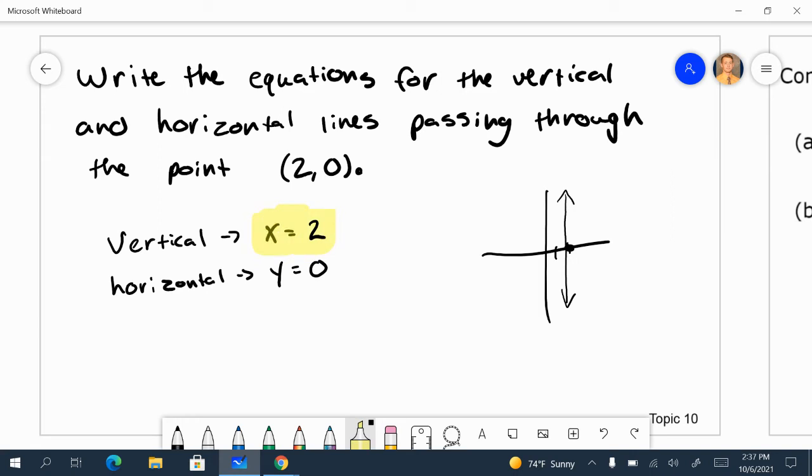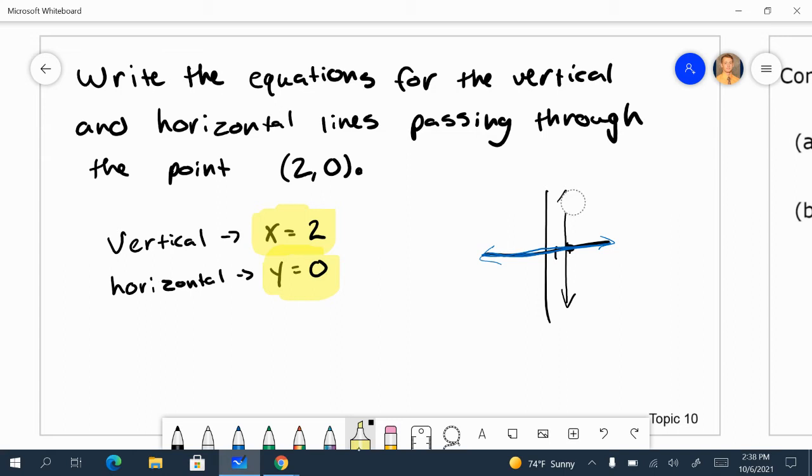If I wanted to do a horizontal line, I'll use a different color here because it's going to be kind of tough to see. My horizontal line is going through right there. That's going through the point. Now, what's the height of that line? It's going through the y-axis at 0. So that's my point.